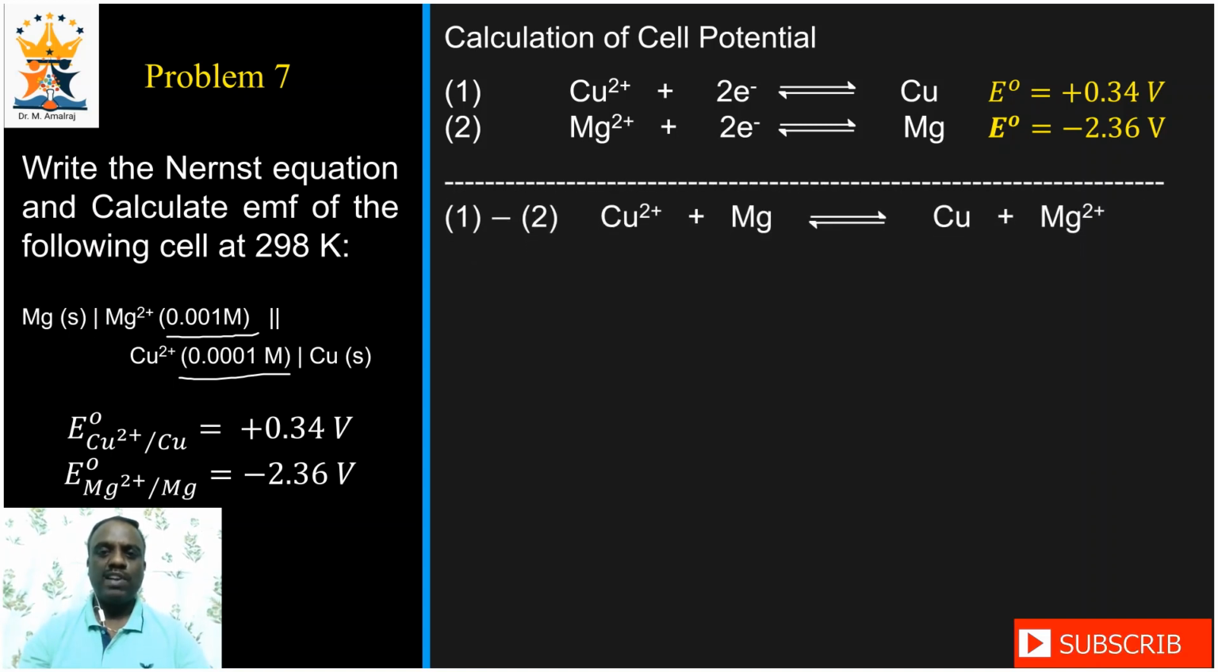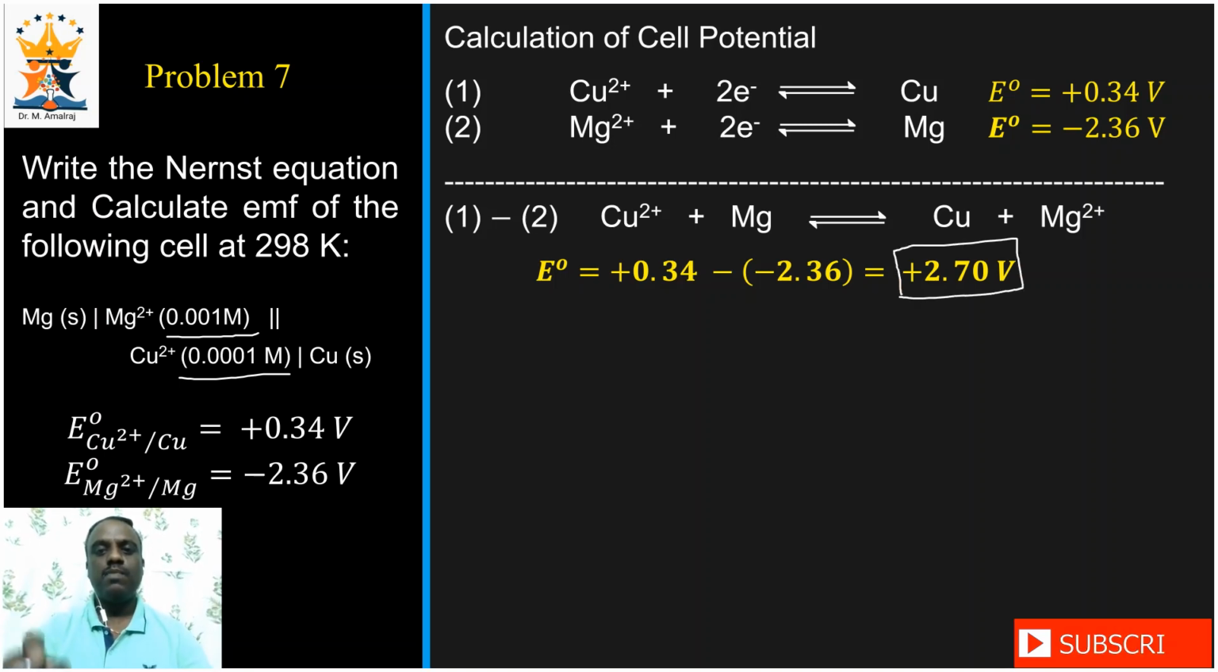1 minus 2 or 2 minus 1 to get positive E naught. Here 1 minus 2 will give the E naught cell as positive and the value is plus 2.70 volt. Now let us write the Nernst equation for this particular equation.